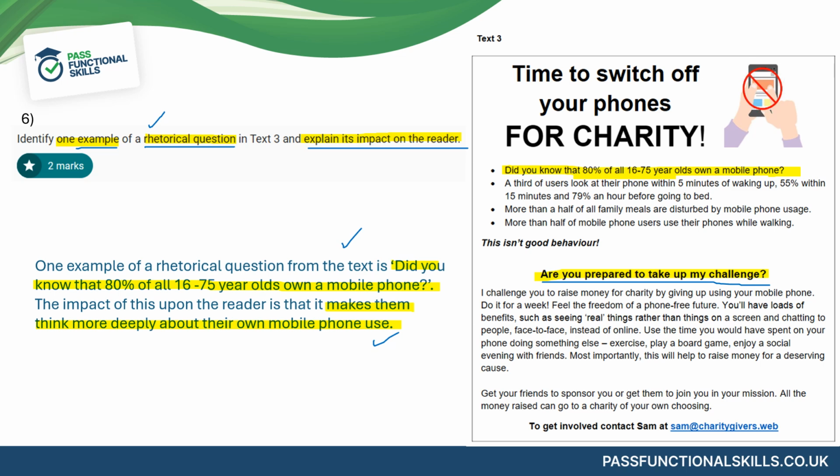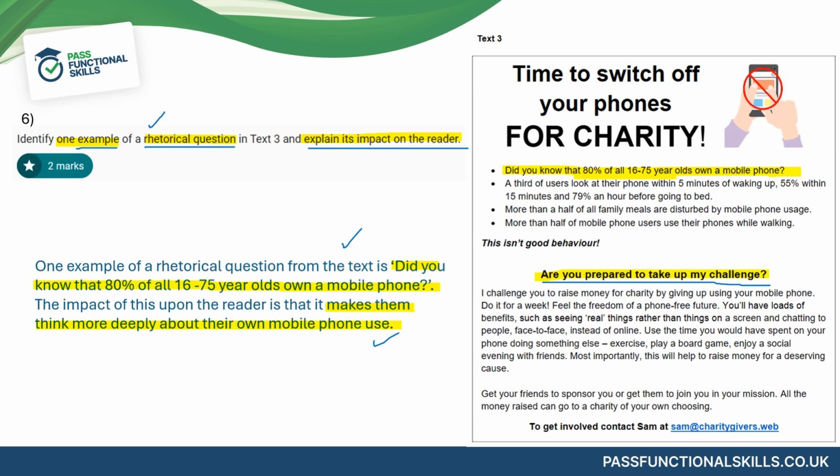Another effect of rhetorical questions is they're often persuasive devices. So the whole overall purpose of this text is to try and get people to switch off their phones for charity. So the rhetorical questions are designed to make the reader reflect on their own mobile phone usage and therefore be more persuaded to give up their mobile phones for charity.